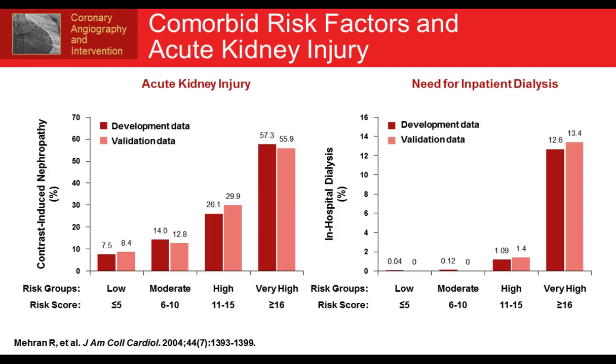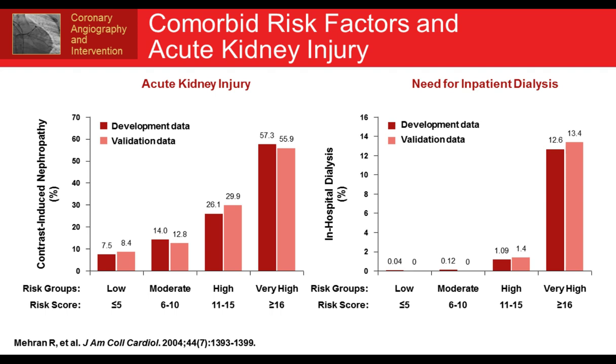So here are the data from Dr. Mehran's study, and on the left you see acute kidney injury and the risk of contrast-induced nephropathy, and on the y-axis you see the absolute incidence of contrast-induced nephropathy. On the x-axis you see risk scoring. So for low-risk patients, the risk of AKI was around 7 to 8%, and you can see that the very high-risk individuals, the risk exceeded 50%.